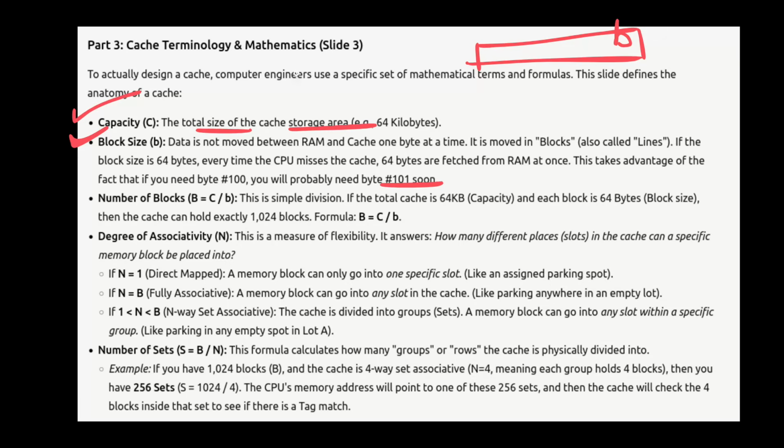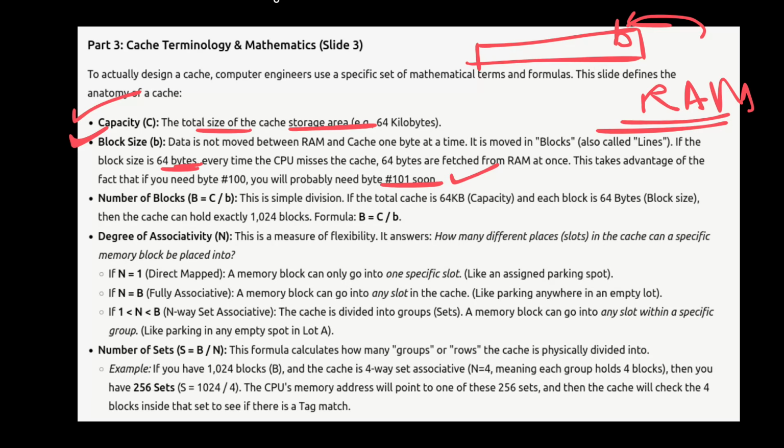The data is not moved one byte at a time, it is moved in blocks, and different caches can have different block sizes. Let us say the block size is 64 bytes. That means if there is a CPU cache miss, 64 bytes are fetched from the RAM. The advantage is that nearby address data can also be placed in our cache, which helps us access it if it is used in the future. Understood?